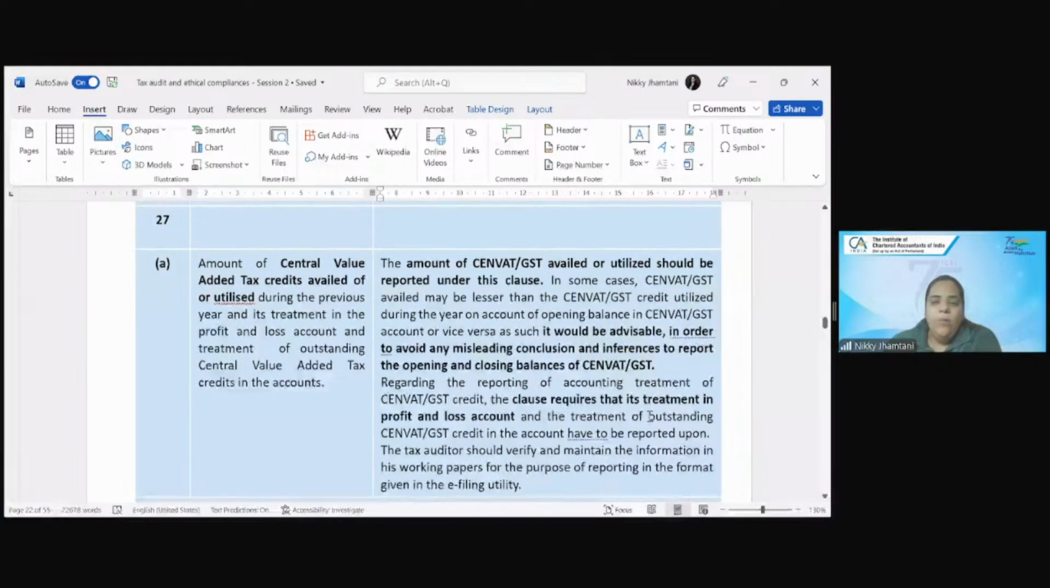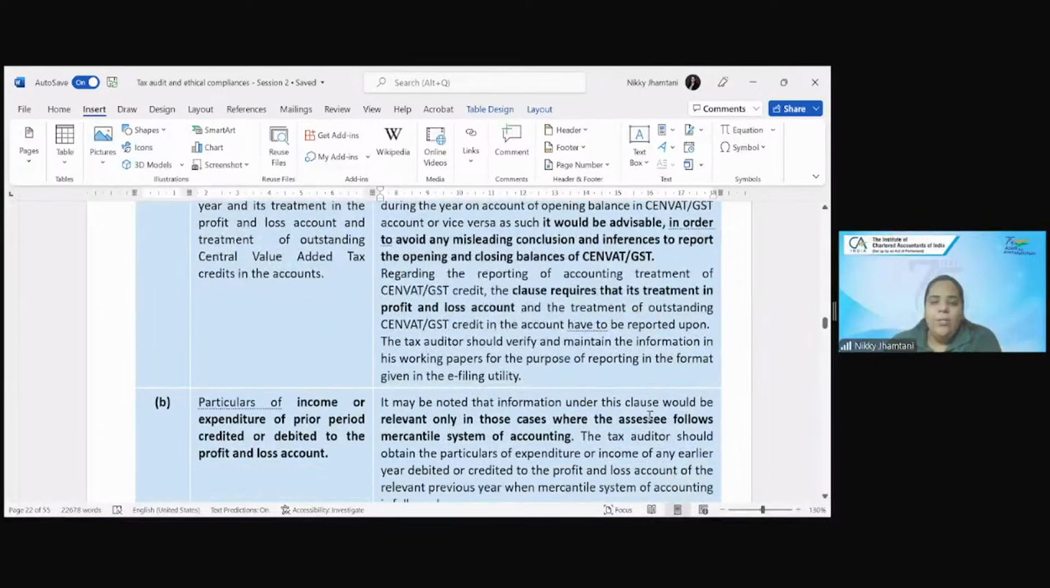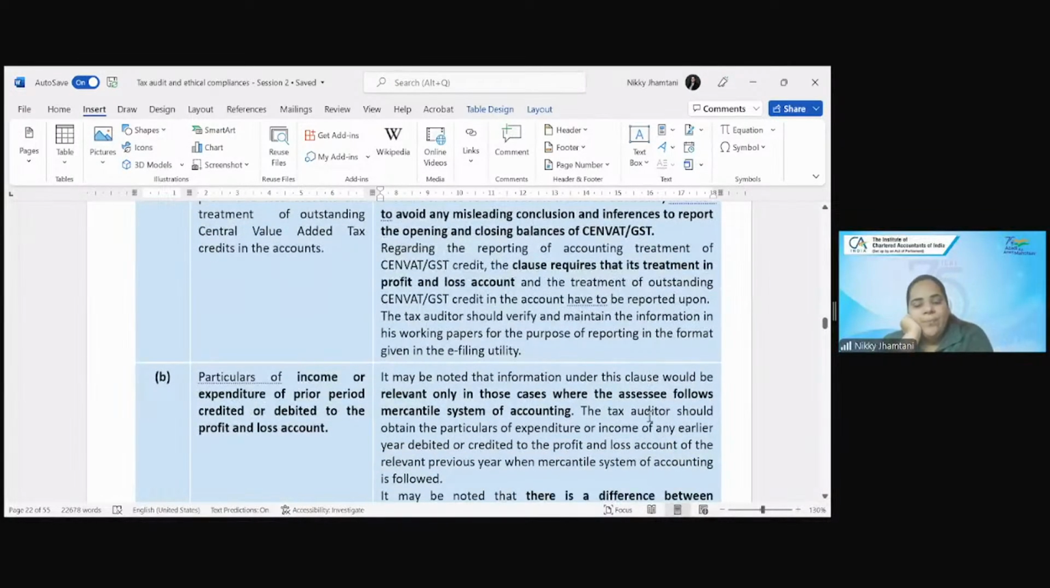Regarding the reporting of accounting treatment of CENVAT GST credit, the clause requires that its treatment in the P&L and the treatment of outstanding CENVAT or GST credit in the accounts have to be reported thereupon. The tax auditor should verify and maintain the information in his working papers for the purpose of reporting in the format given in the e-filing utility.